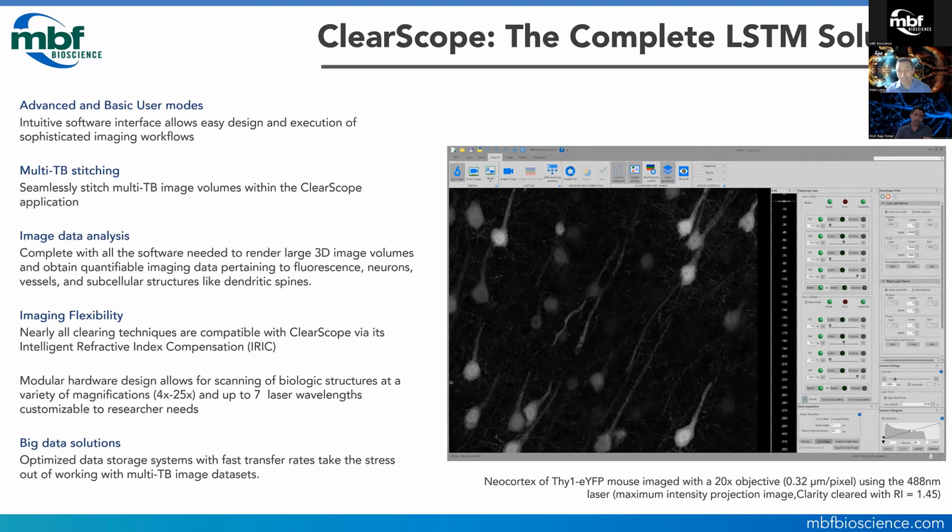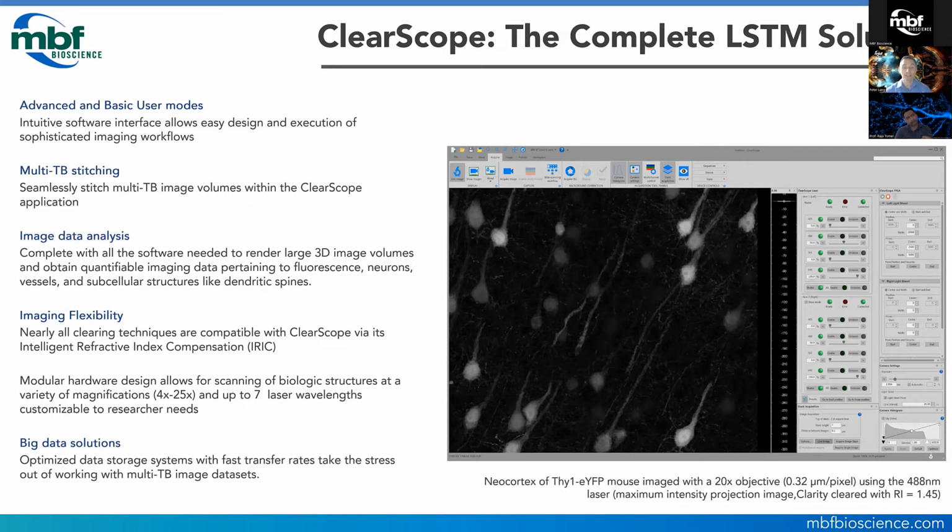And ClearScope itself is compatible with many different types of detection objectives from leading lens manufacturers. We offer objectives from 4x to 25x with various numerical apertures, anywhere from 0.28 to 1.0, and we'll continue to add new options as lenses come to market. But really the idea is that the modular hardware design of the system allows for scanning of large biologic structures at a variety of magnifications. And we can actually do so at up to 7 laser wavelengths, which are completely customizable to your research needs.